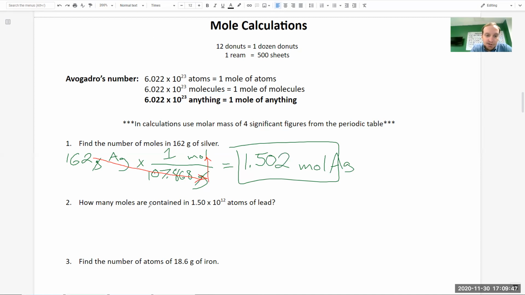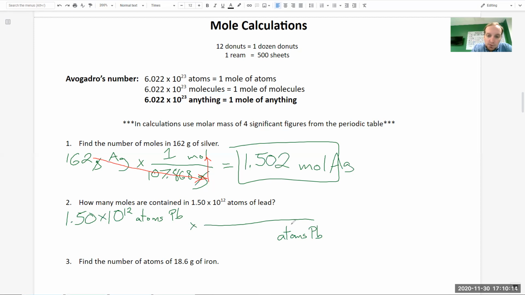Number 2, how many moles are contained in 1.50 times 10 to the 12th atoms of lead? So we're going to start with the only thing we're given in this problem, which is 1.50 times 10 to the 12th atoms of lead, which is Pb. Then we're going to multiply this. Again, we need to cancel out atoms of Pb, so I'm going to put atoms of Pb here.